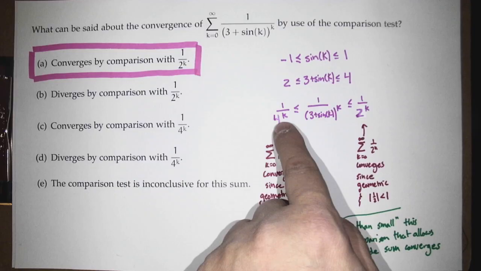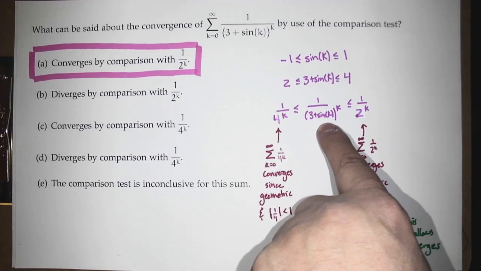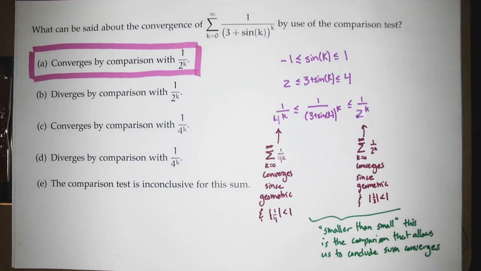Now, 1 over 4 to the k converges, but because it's below this sum, I can't make a conclusion. Being above a small thing does not automatically make you small. It's inconclusive. So it's true, 1 over 4 to the k is very tempting, but because of the relationship of 1 over 4 to the k with the sum, it doesn't help us make the conclusion that we want. All right, any questions?